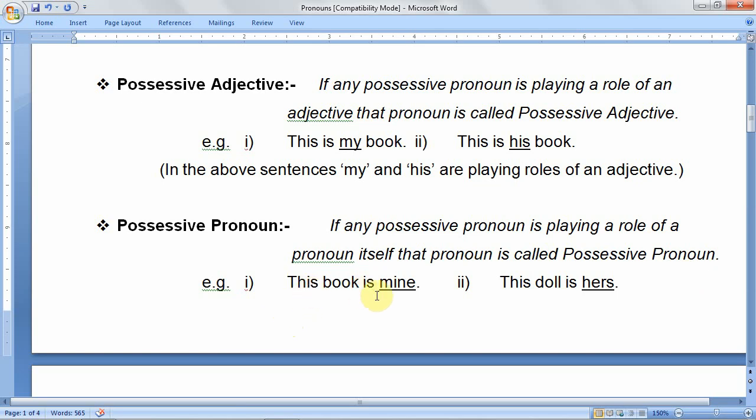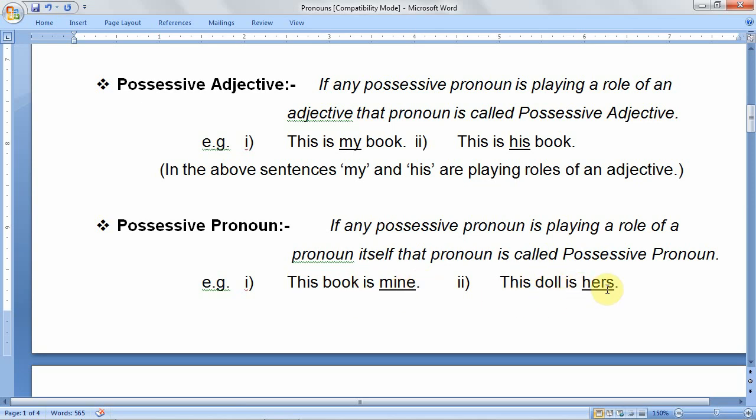This book is mine. Now the position of the pronoun is at the last. So, this book. If you pay attention, book is a noun, and before that "this" is written. What is this? It's a demonstrative, which we will deal with afterwards in the same chapter, but still I'm telling you that "this" is an adjective and "mine" is a pronoun. So this book is mine.